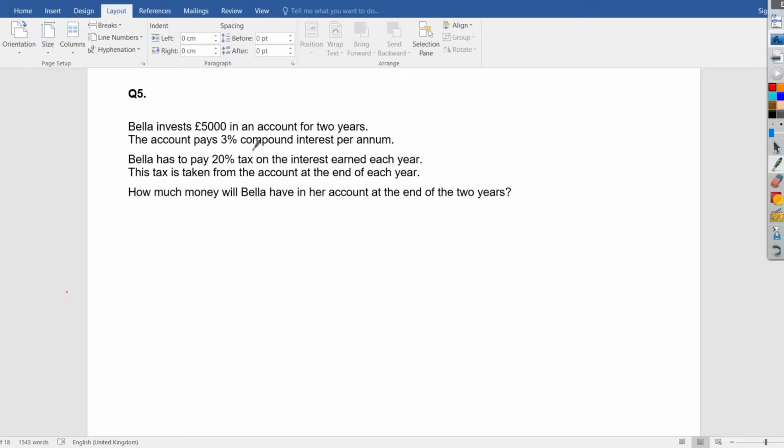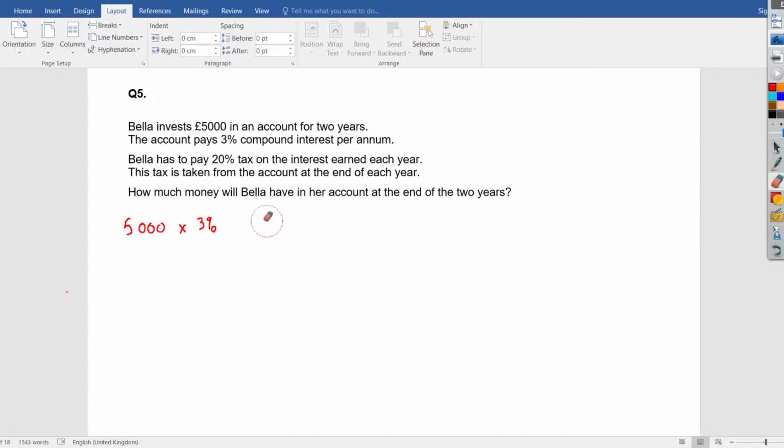Okay, so she's going to pay 20% tax on her interest earned. So first of all, let's work out the interest she's going to earn in the first year. We take 5,000 and multiply that by 3%. You can either type 3% into your calculator like that, or you should know that 3% is the same as 0.03.